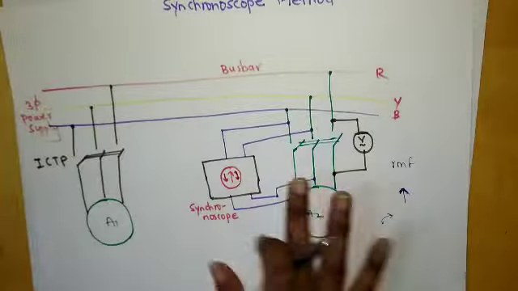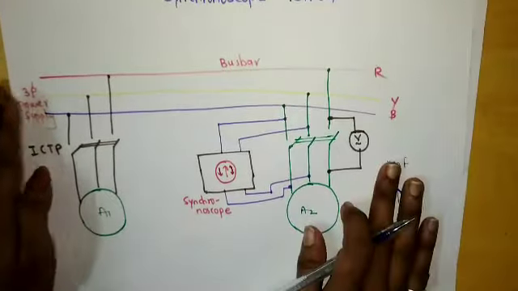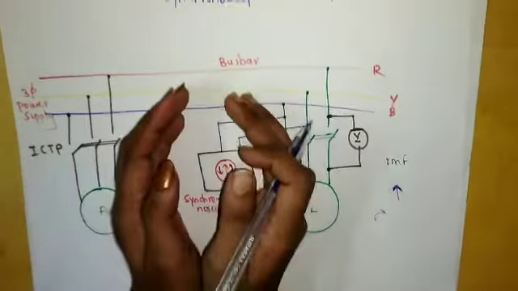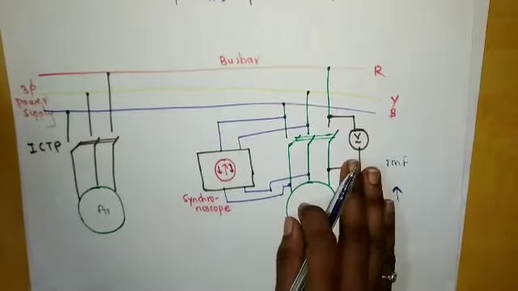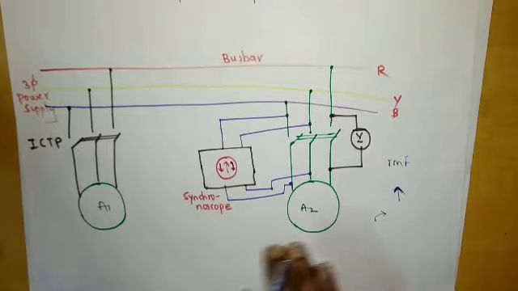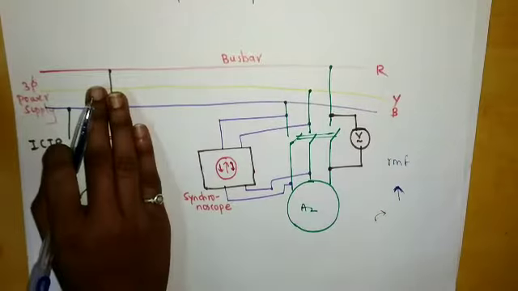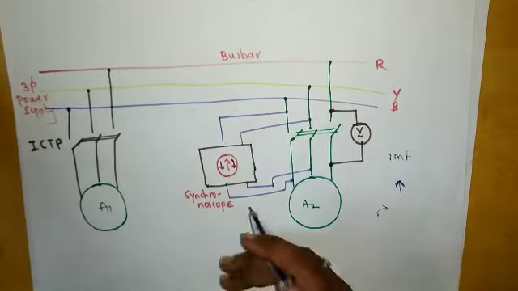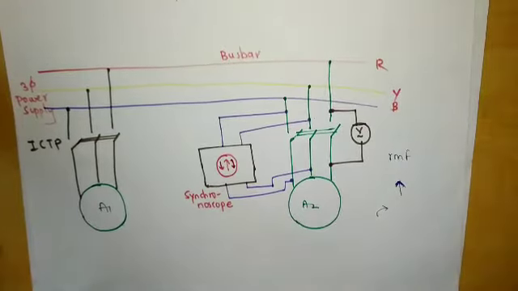The last method is the synchronoscope method. In this method, what are we going to do? Same, we are just going to use a synchronoscope here. So this is our alternator 1, this is our alternator 2. A1 is the one already in existence, and A2 is the alternator we are going to connect in parallel to the first alternator. Before connecting, we need to check the conditions. We are checking the phase sequence here.